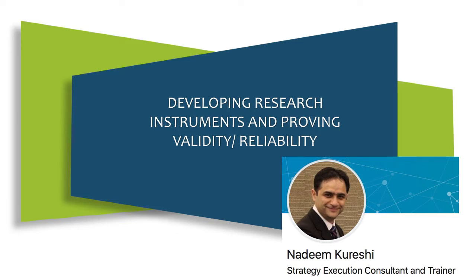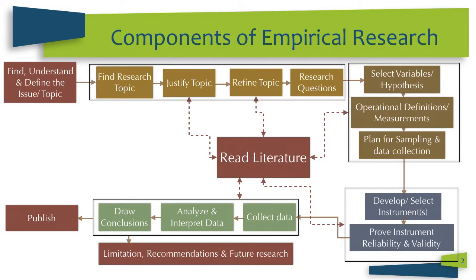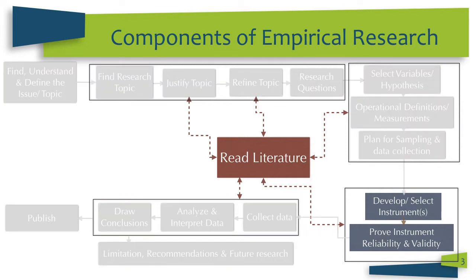Today we'll be starting our fifth module, which is developing research instruments and proving validity and reliability of our instruments. If you try to place it in the context, in the flow diagram that we are using for this entire course, we are doing the third big block of our flow diagram, which has two parts. One is develop / select instruments, and the second is prove instrument reliability and validity.